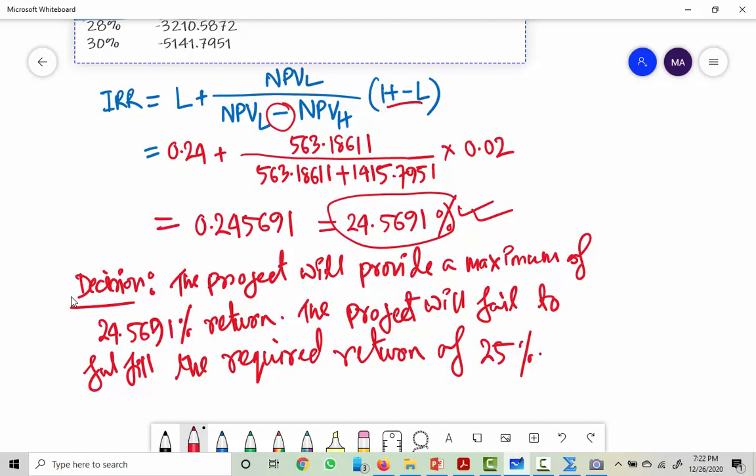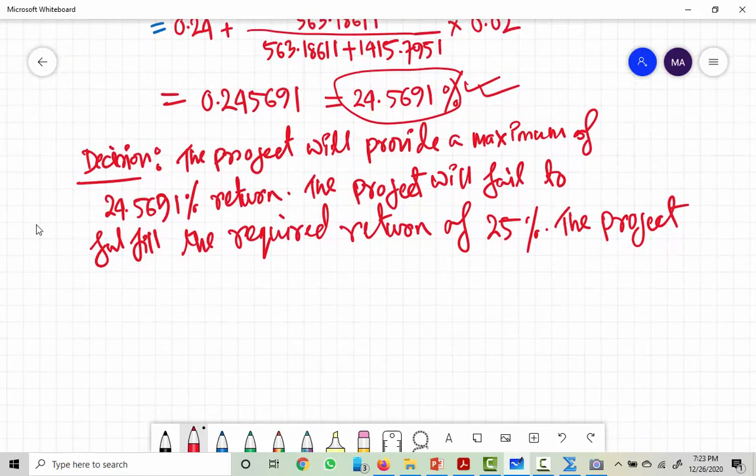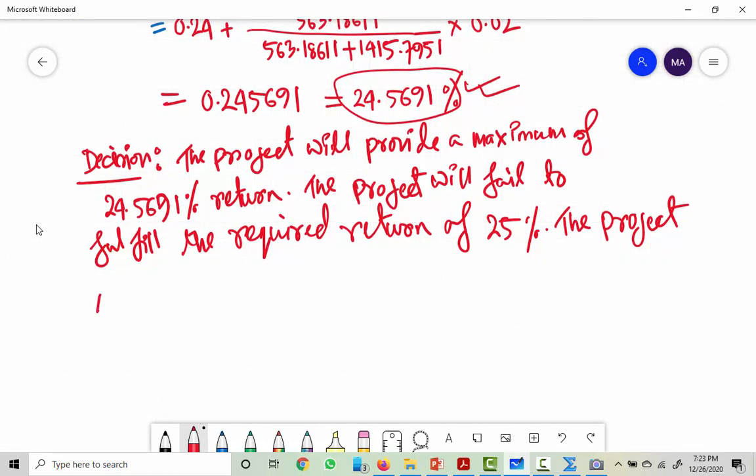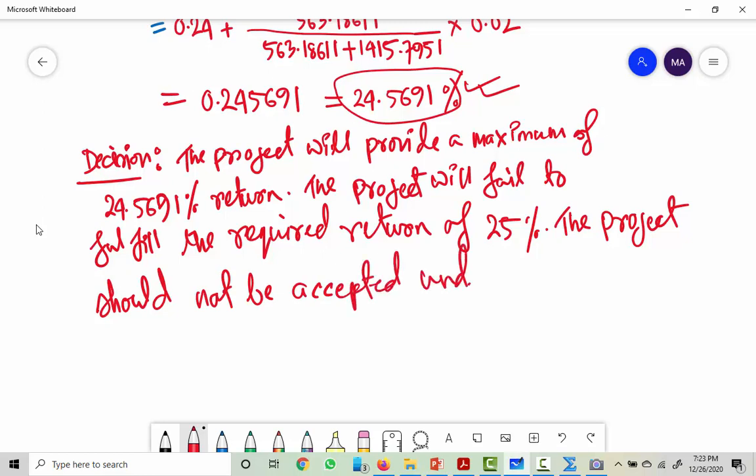So the project should not be accepted under the current projected scenario. That means you may need to forecast your future cash flows again.